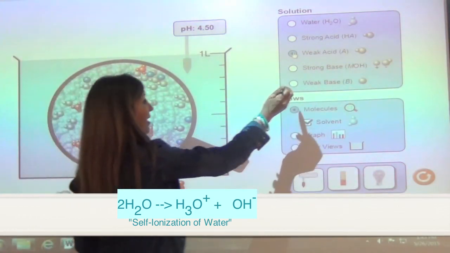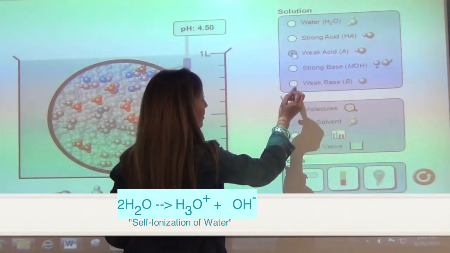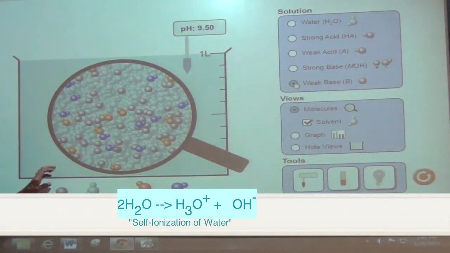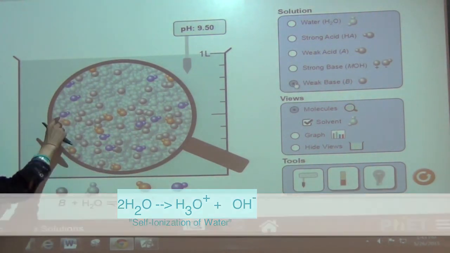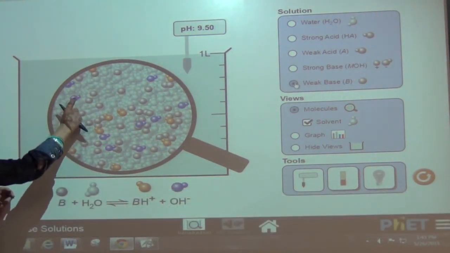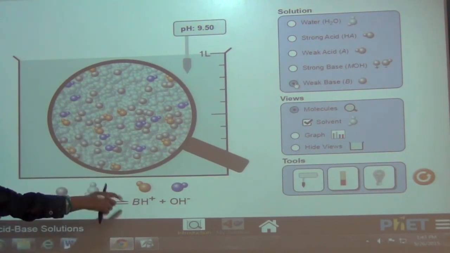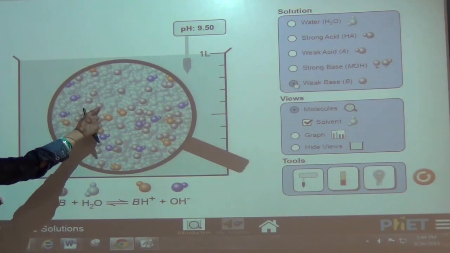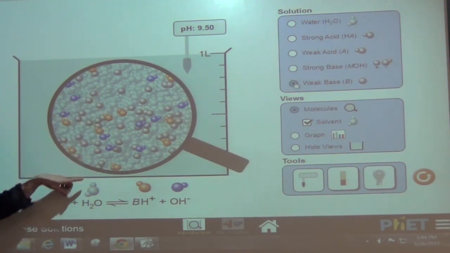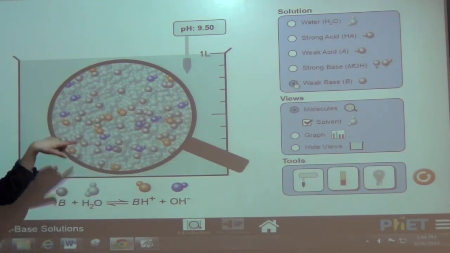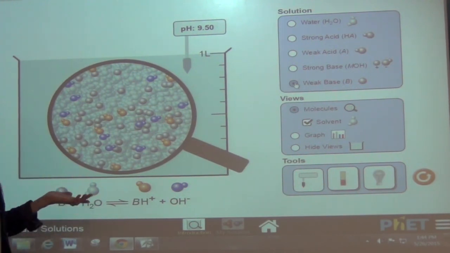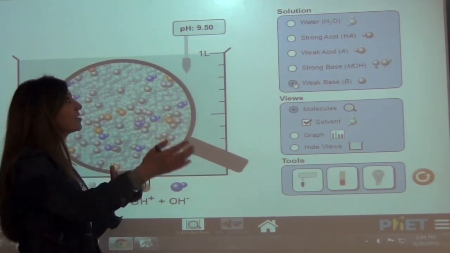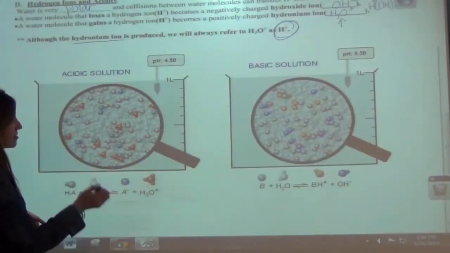If we had a basic solution, let's do a weak base here, we're going to see that we've got a lot of these OH minuses in solution. It'll show you the base, which is just this silver ball right here, and then we just have the OH minuses coming off in the solution. So that's the only difference between an acid and a base. An acid will release H plus, bases will release OH minuses.